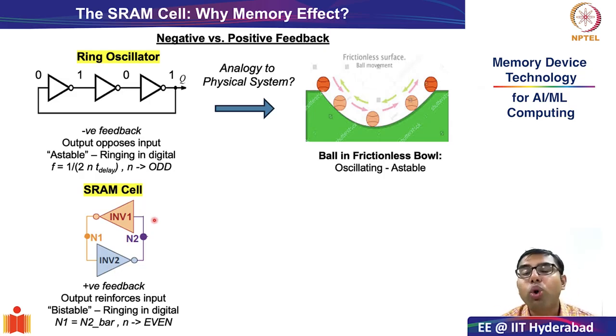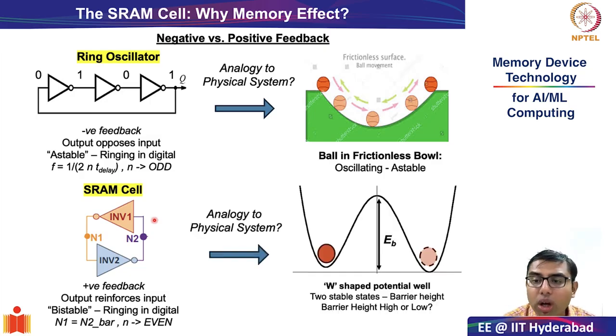Okay. So what could be a good physical analogy to this kind of system? I want you to pause for a moment and closely think about it. A good analogy to this kind of physical system will be a W-shaped potential barrier. As you can see, we have a W-shaped potential barrier and you have two stable states.